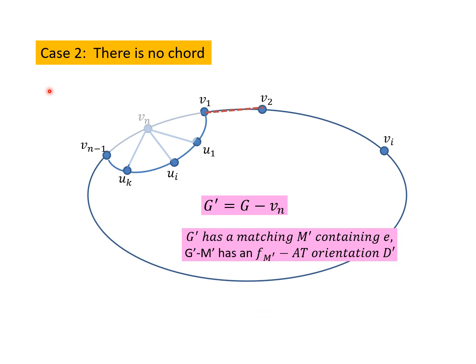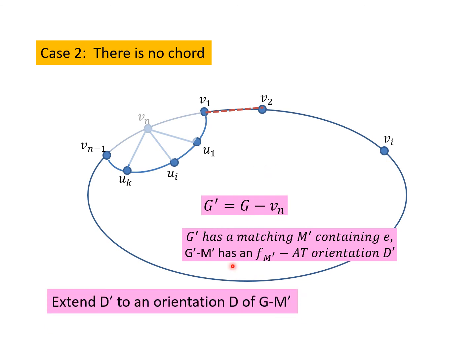By induction, this G prime has a matching M prime containing this H, and G prime minus M prime has an F M prime Alon Tarsi orientation, right? D prime. So D prime is obtained by the induction hypothesis, and also the matching M prime is constructed by induction. Okay. So by induction, there is such a matching. Then we extend this to an orientation of G minus M prime.